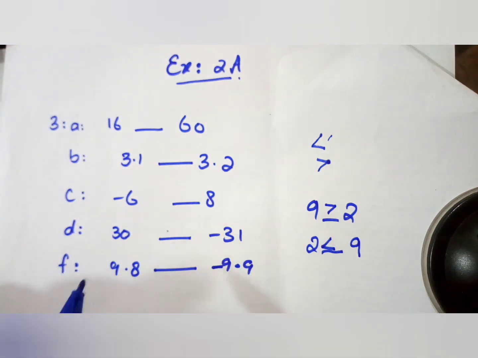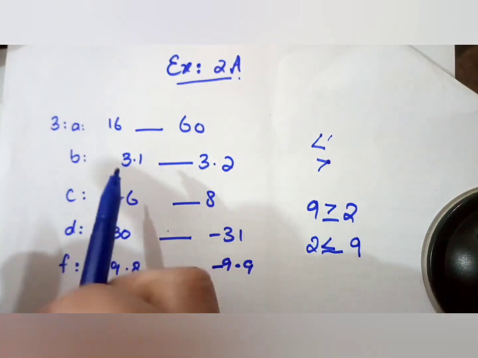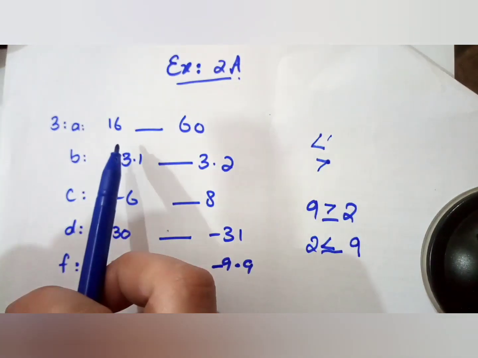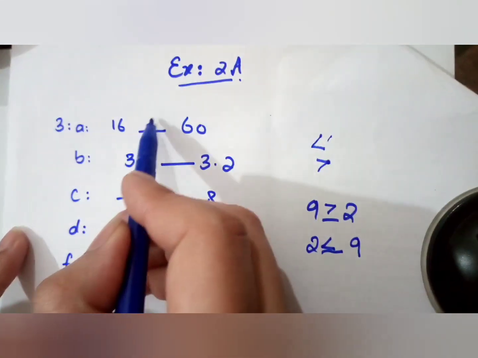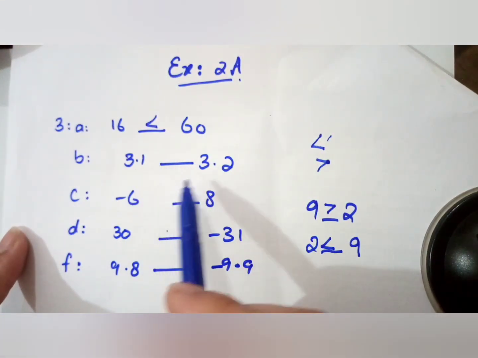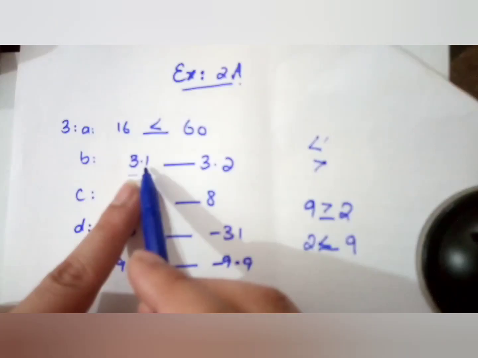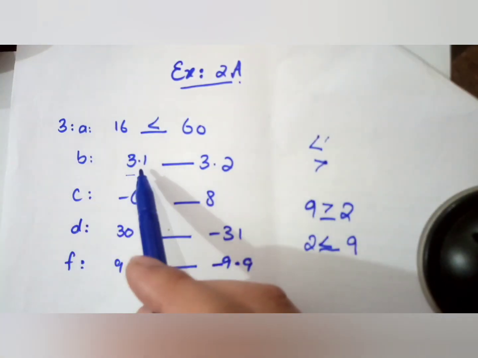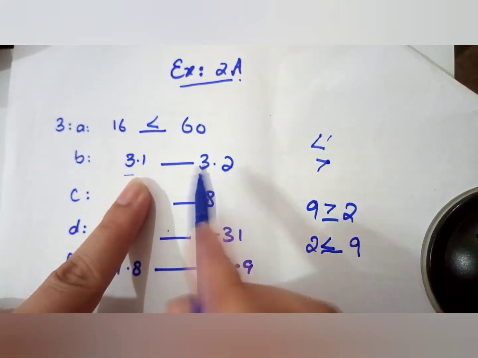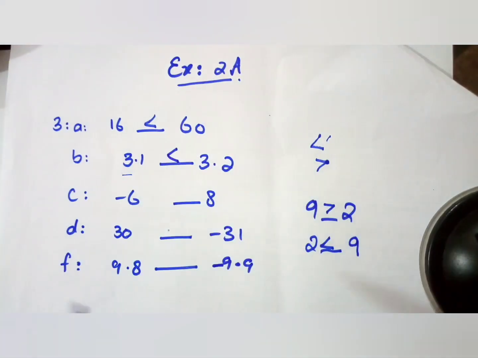Now we move to question number 3. In question number 3, I skip part E, so part E you will do on your own. Compare the numbers 16 and 60. Which number is greater, 16 or 60? Definitely 60, so we place this symbol. Then 3.1 and 3.2. Look at the digit after the decimal point, 1 and 2. Which one is greater? 2. So definitely 3.2 is greater than this.